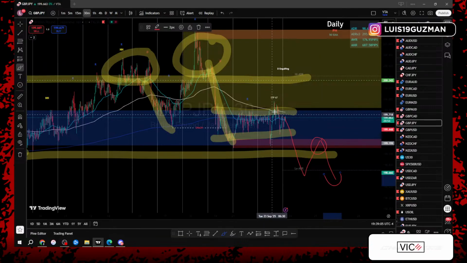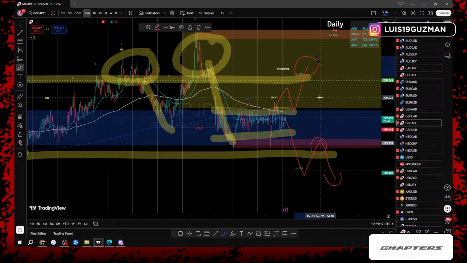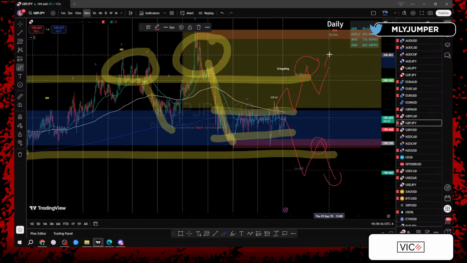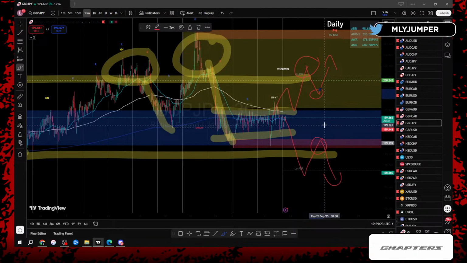But if price decides to continue this push to the top side, I'll be looking for price to give us a valid break of the 4-hour high somewhere in this area to then continue back up. Take my trades here and we'll continue. And then do the same thing.